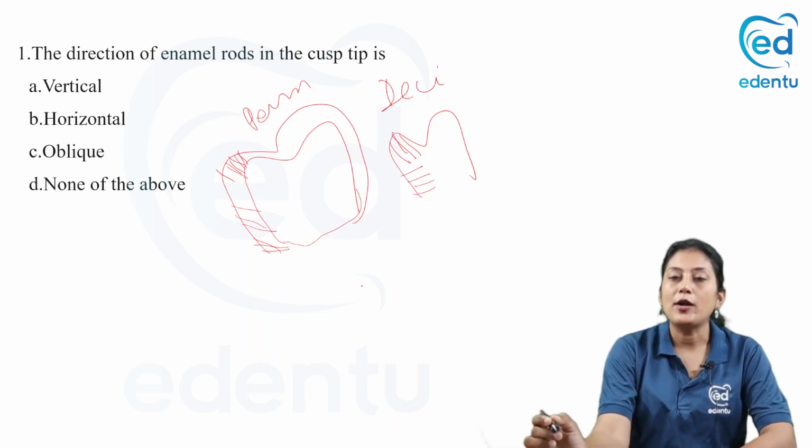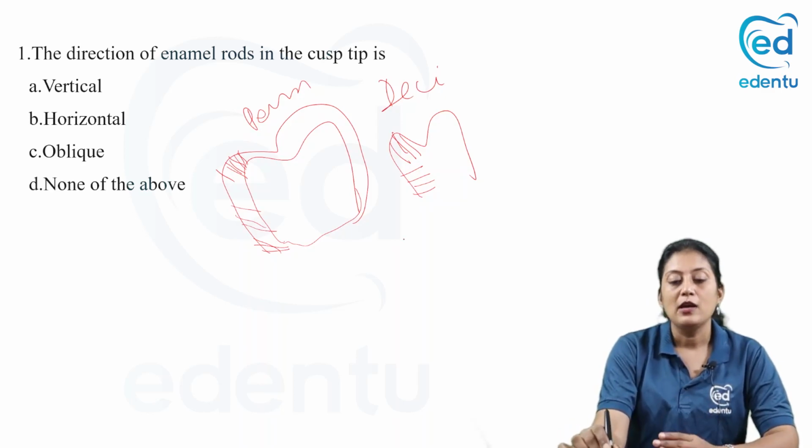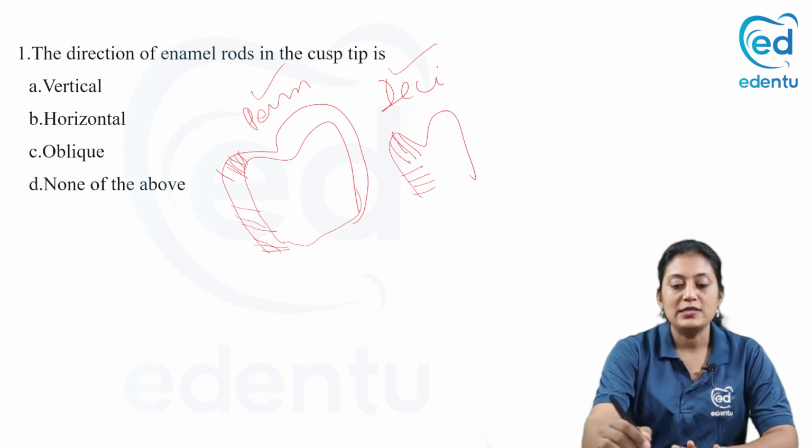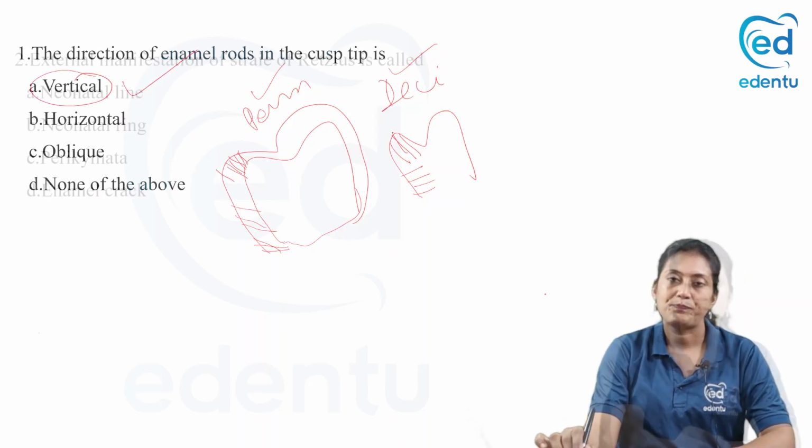Here they have not mentioned whether it is permanent or deciduous. The only thing they have asked is the cusp tip. But in both permanent and deciduous teeth, in the cusp tip, the direction is vertical. So the right answer will be vertical.